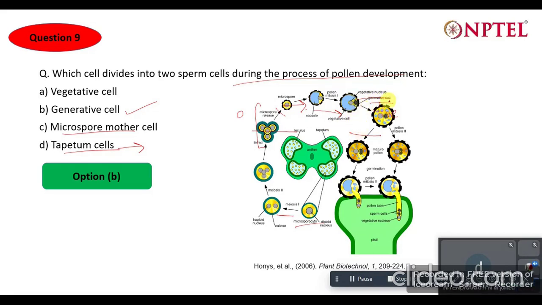Sir, I have a question. Yeah. Sir, if the question gives both vegetative and generative, and options like A and B both, then which one should we click? Generative would be the better one, because vegetative cells do not produce the sperm cells. Okay sir.